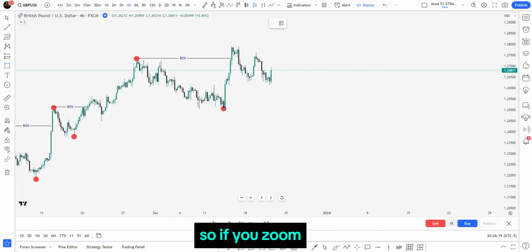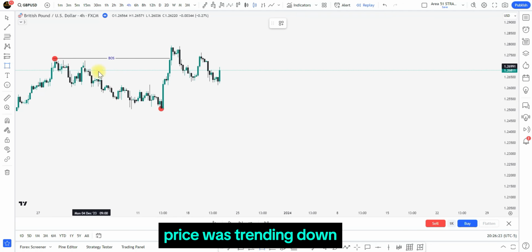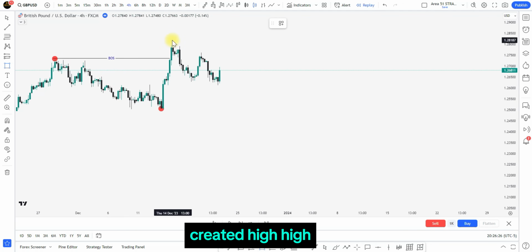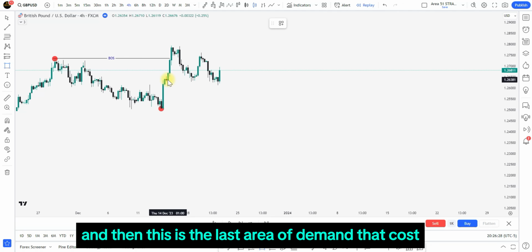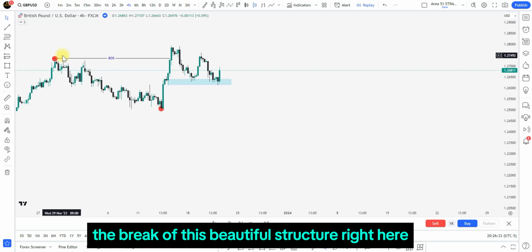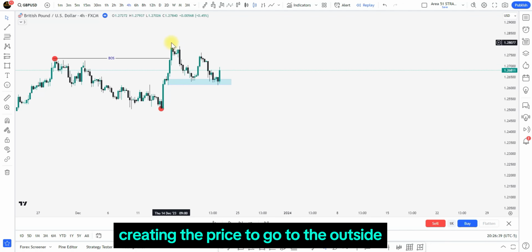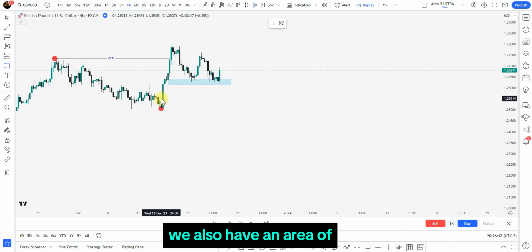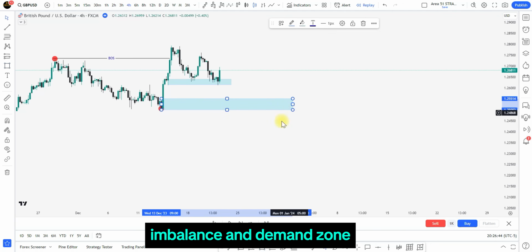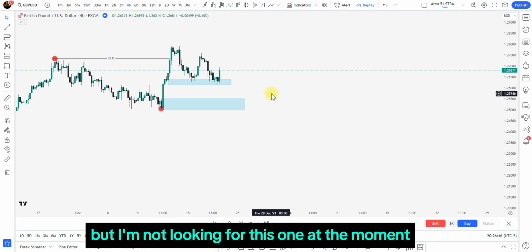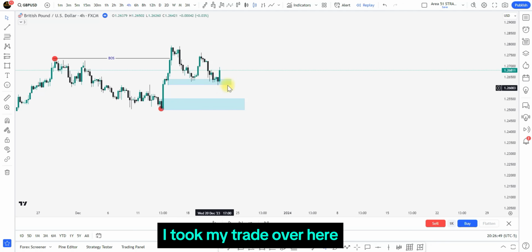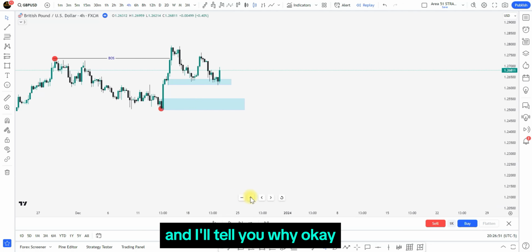So if you zoom, you can see that price was trending down, created a higher high, and then this is the last area of demand that caused the break of this beautiful structure right here, because there were a lot of buyers right here, causing the price to go to the upside. We also have an area of imbalance and demand zone, but I'm not looking for this one at the moment. I took my trade over here, and I'll tell you why.